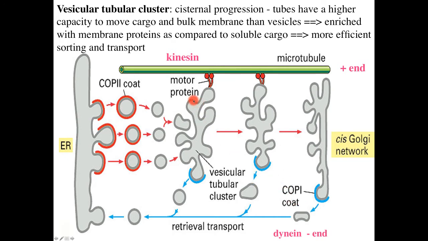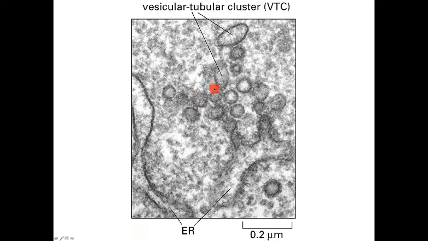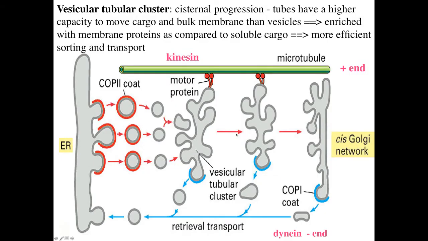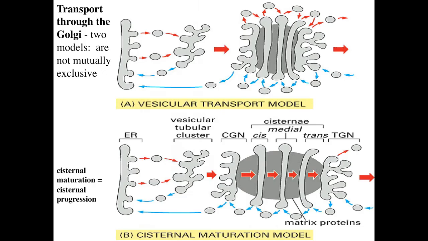Remember this vesicular tubular cluster, because here is a real electron micrograph of this vesicular tubular cluster, and I am trying to trace it a little bit. And as you see, this looks suspiciously like the cartoon. So these vesicular tubular clusters may actually be real structures.